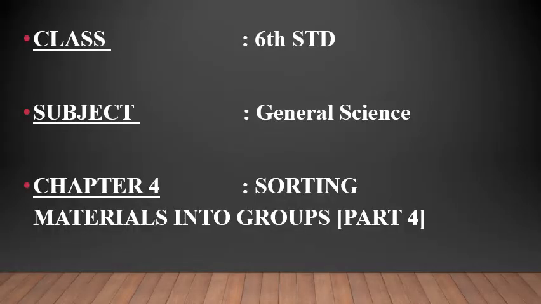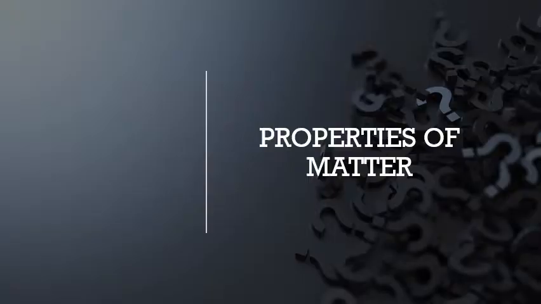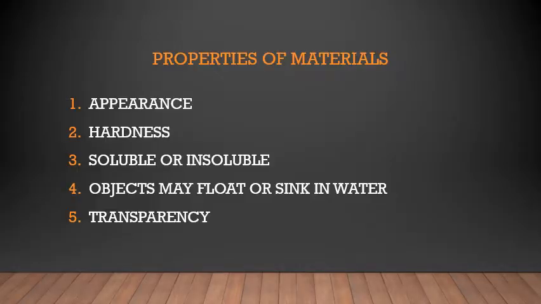The following video is for class 6, subject General Science, chapter 4, sorting materials into groups, part 4. Now, in this chapter, we are mainly concentrating on the properties of matter. What are the different properties of matter? As we recall from the previous videos, the different properties of matter are appearances, hardness, soluble or insoluble, objects may float or sink in water, and transparency.